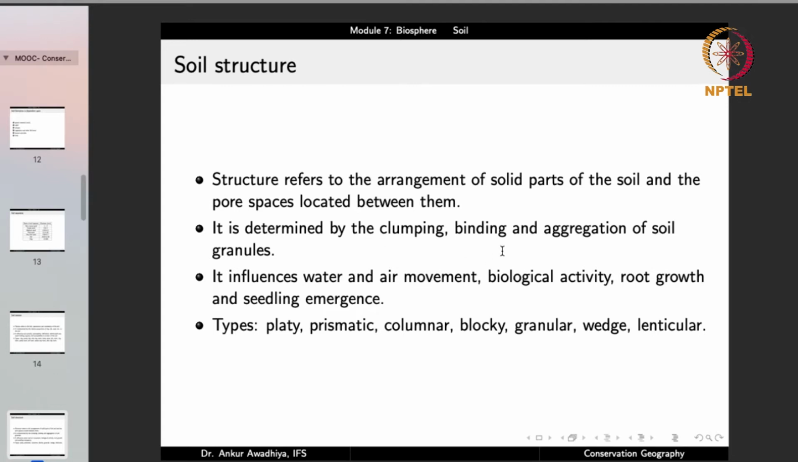So it is determined by clumping, binding and aggregation of the soil granules. And it influences water and air movement, biological activity, root growth and seedling emergence. Types include platy, prismatic, columnar, blocky, granular, wedge and lenticular.